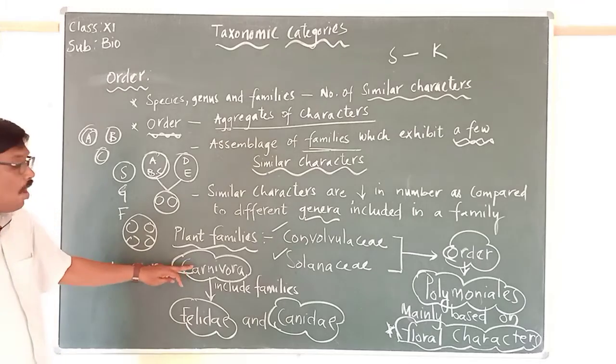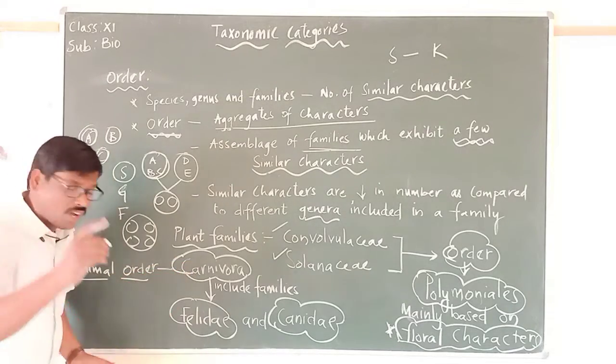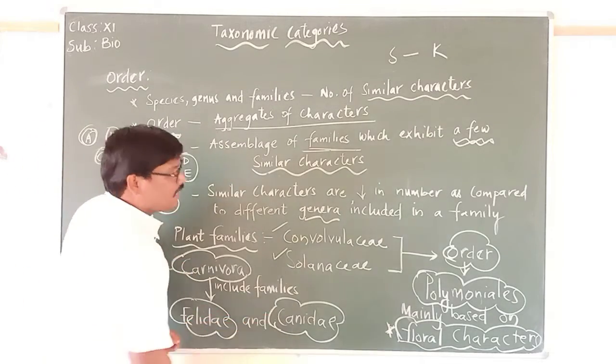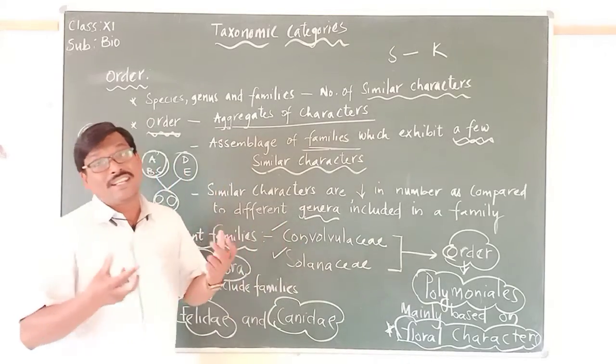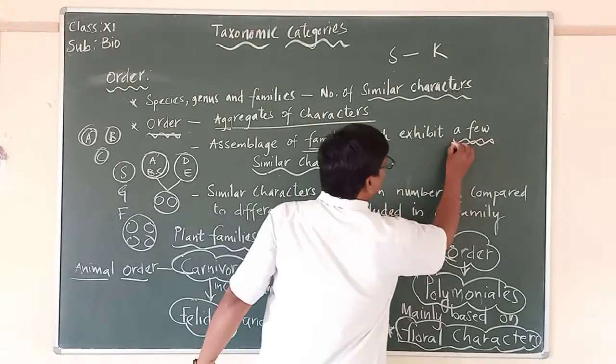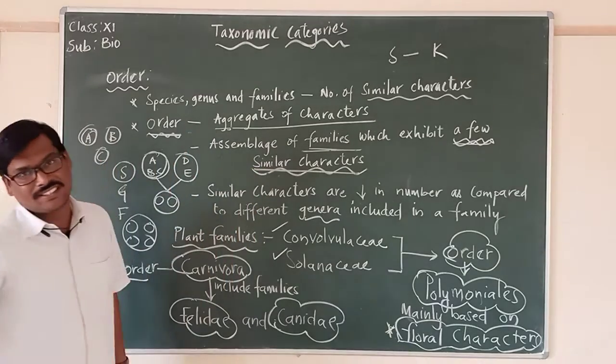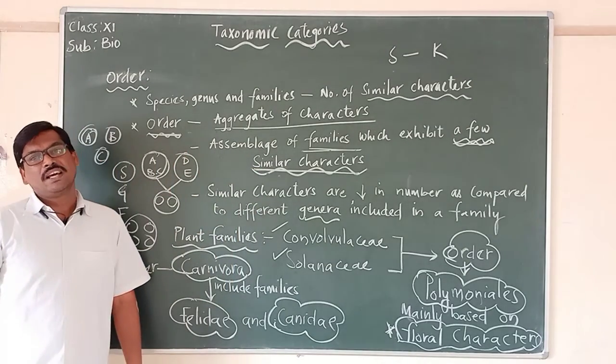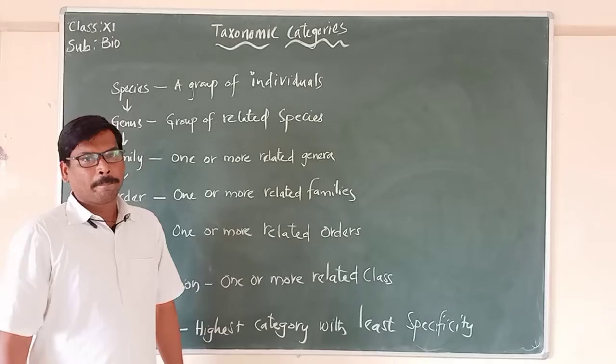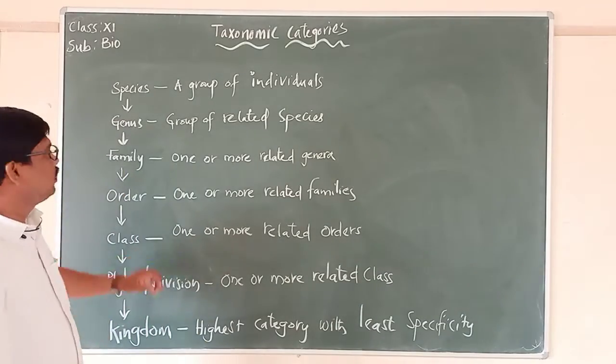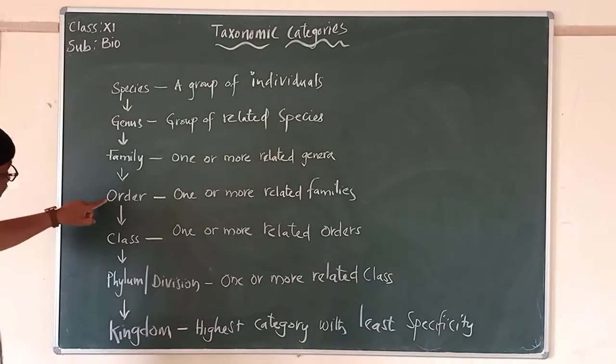Carnivora. Okay, in an order called as Carnivora, because the Felidae and the Canidae contain genera which are sharing very few similar characteristics. So we understood about the order.